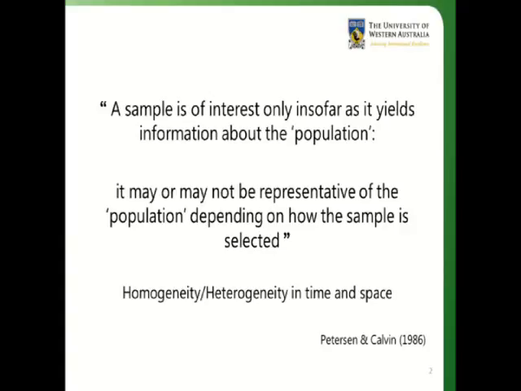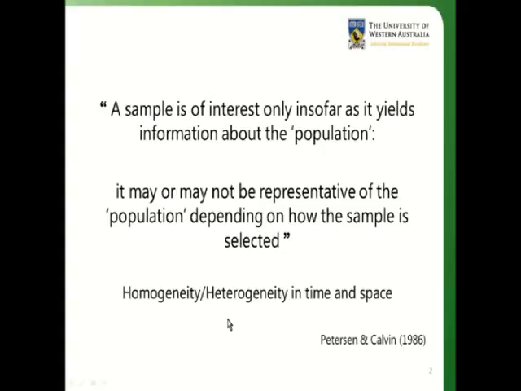When we talk about sampling, really we're in the position where we have to take a limited amount of information to make some inferences about the population or the wider environment we're sampling from. Obviously we can't sample everything, and the key feature of sampling is that it should be as representative as possible of the population, and that depends on how the sample is selected. That's some information from Peterson and Calvin's chapter, which is on LMS.